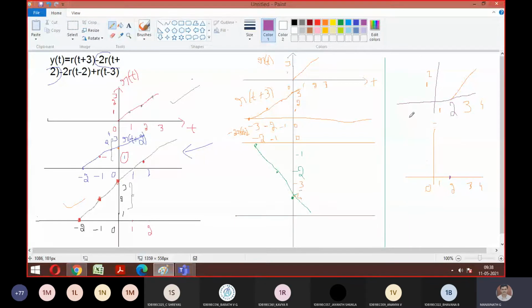So now I am plotting 2 times the ramp. Since it is 2 times, at 2 it is 0. At 3, 1 into 2, it means it goes to 2. So this is your 2. So at 3 it will come here. What happens for 4 now? For 4, it's 2 into 2, so it becomes 4. So for 4, can I consider the graph 4?